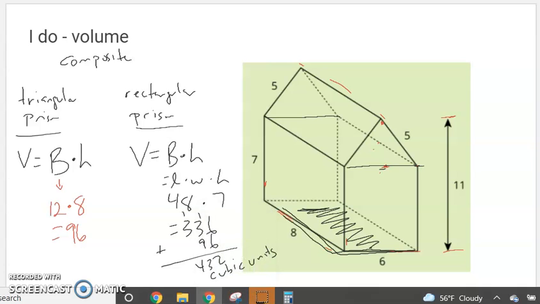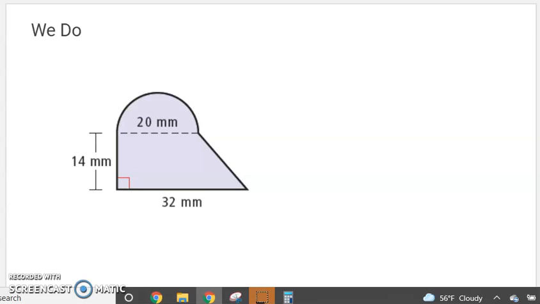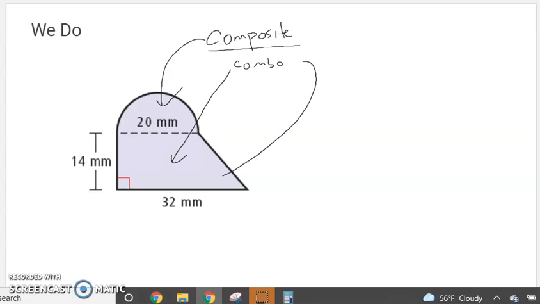Hopefully not too bad. Let's do one or two quickly together. Pause here and write this. So first thing to know is this word here, composite figure, kind of means a combination. Combo is how I think of it. It's a combo of a half circle and a rectangle and a triangle, actually. I'm going to have to cut that into a rectangle and a triangle. So that's going to be a 3-parter, which will be some serious work.